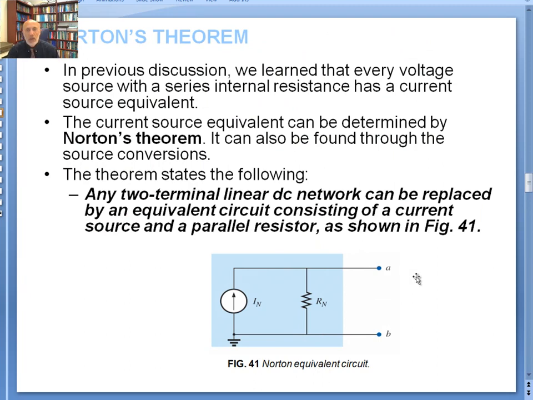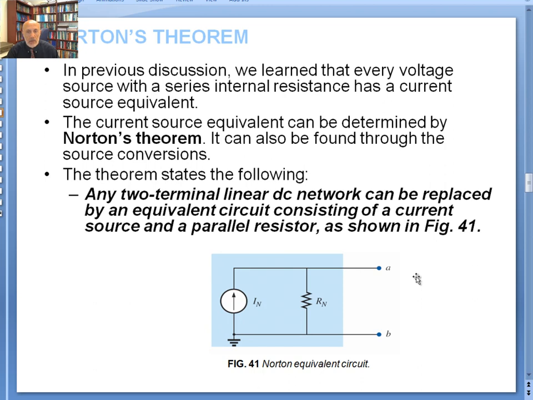Now, with Norton's theorem, we talked about this before, that every voltage source with a serial internal resistance can be replaced with a current source equivalent. That current source equivalent can also be determined by what is called Norton's theorem. It can be found by the source conversion as well.